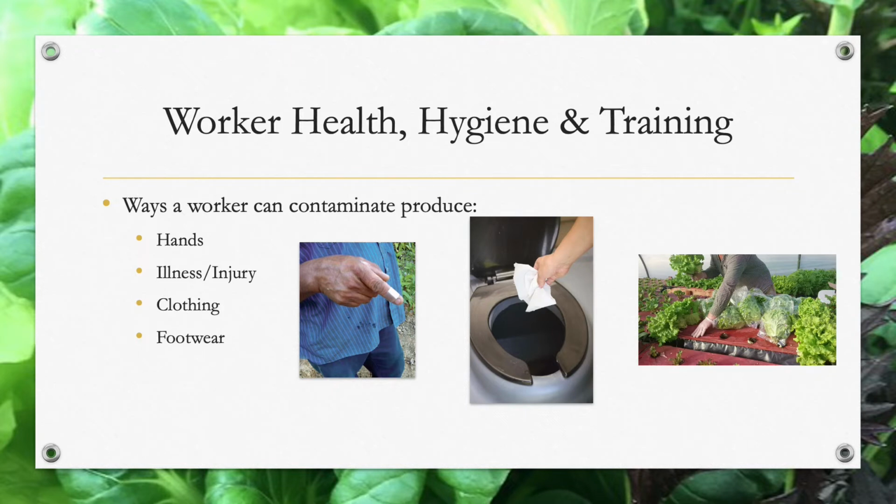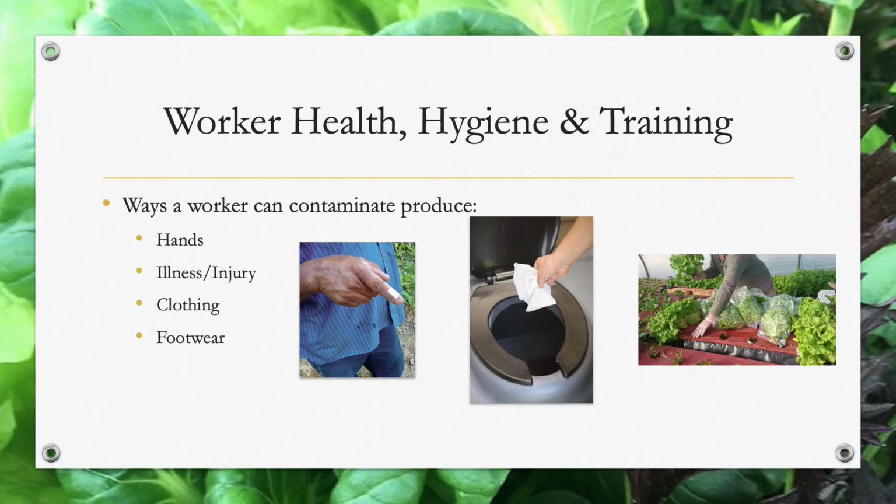Illness and injury. Encourage workers and students not to work in the greenhouse when they are ill. Encourage workers and students to report injuries. Have some sort of injury procedure for treating and cleaning up afterwards. Obviously, the first thing you want to do is treat the injury. Having first aid kits available is important. After treating the injury, how do you clean up? How do you assess whether or not produce has been affected?